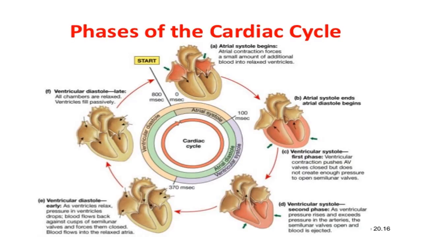Coming to the phases of the cardiac cycle, here you are seeing there is a phase of atrial systole and atrial diastole. There is a phase of ventricular systole which comes after the end of the atrial systole up till here, and then both the atria and the ventricle go into relaxation. The ventricular diastole is completed at the end here, and the atrial diastole is completed at the end of this cardiac cycle when another atrial systole will start. So the cardiac cycle starts with 100 milliseconds of atrial systole, then there is 370 milliseconds of the ventricular systole, and after that there is ventricular diastole here up till here.